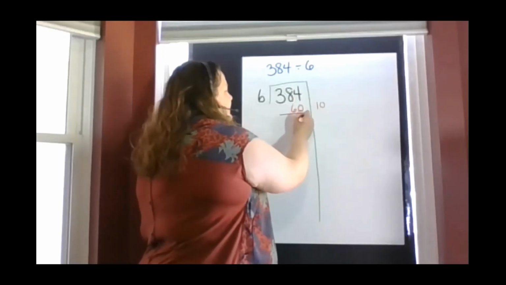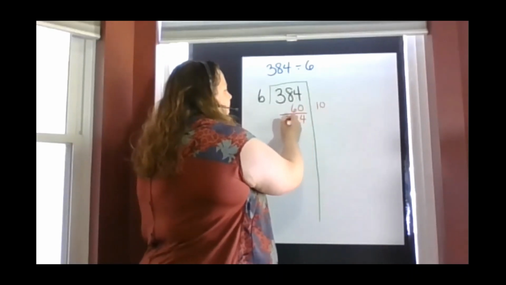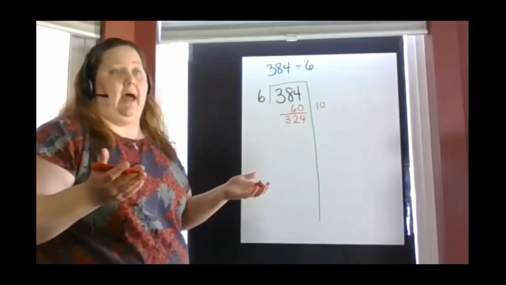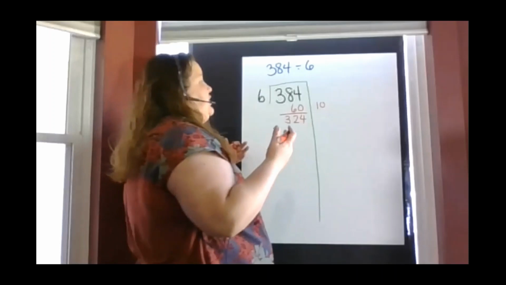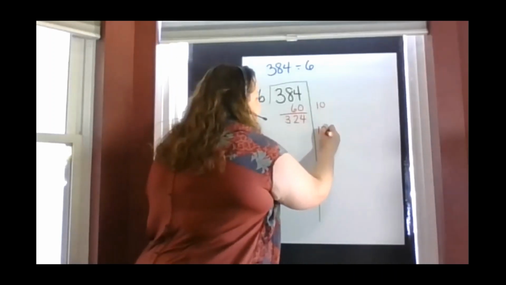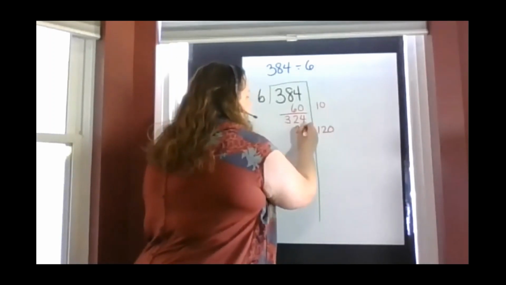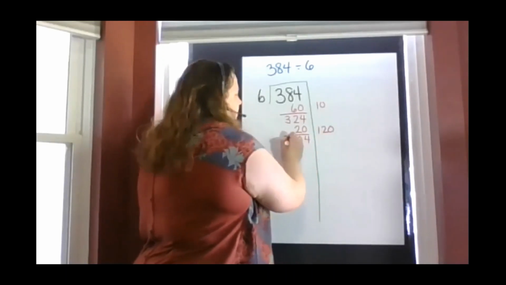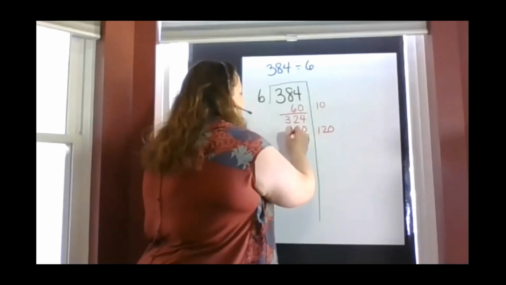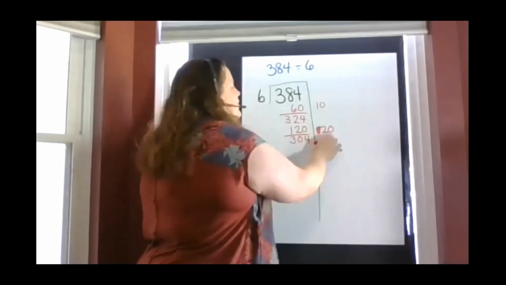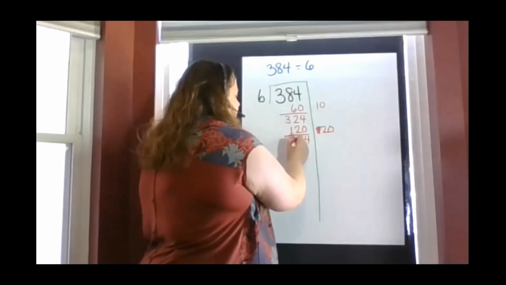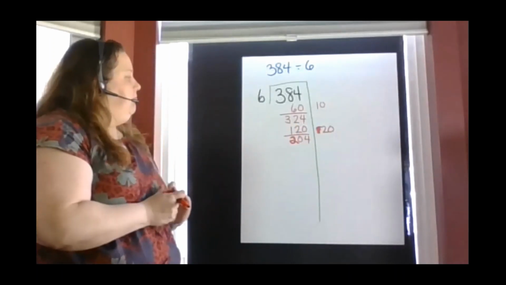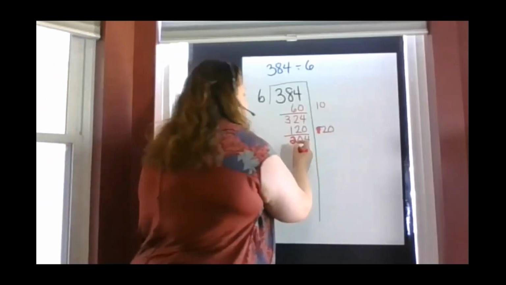Now I'm keeping my running tally of how many more I have to go. Well, geez, I can take another 60. Actually, I could take 120 because that's 20 times 6. Oops, sorry. I wrote those in the wrong place. 20 times 6. I still have 204 more to go. I can do another 120.